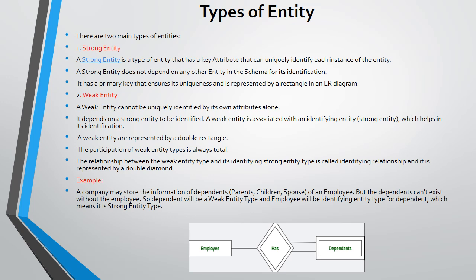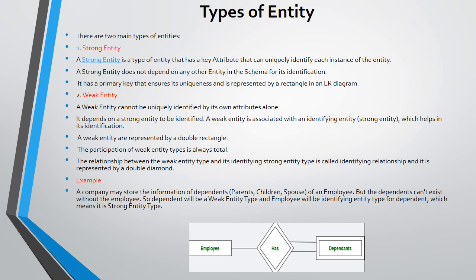A weak entity cannot uniquely identify its instances by its attributes alone. It depends on the strong entity to be identified. A weak entity is associated with an identifying entity, for example a strong entity, which helps in the identification. A weak entity is represented by a double rectangle. The participation of the weak entity type is always total.